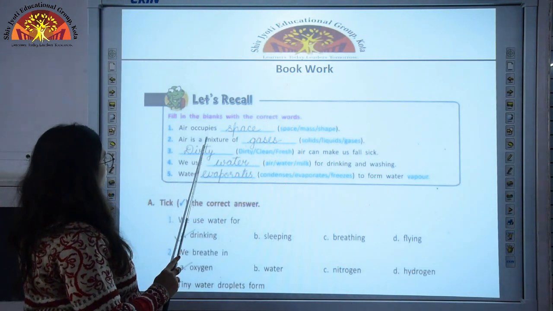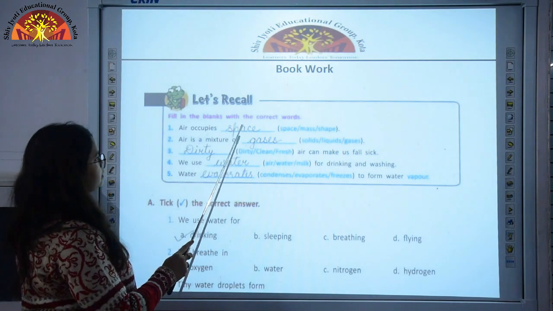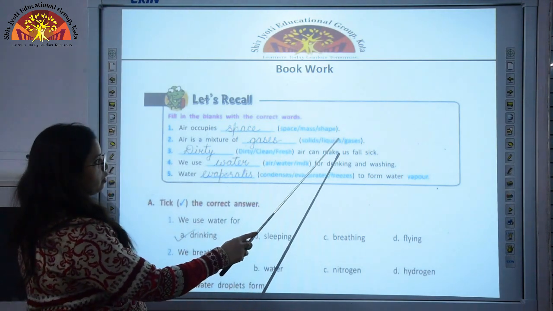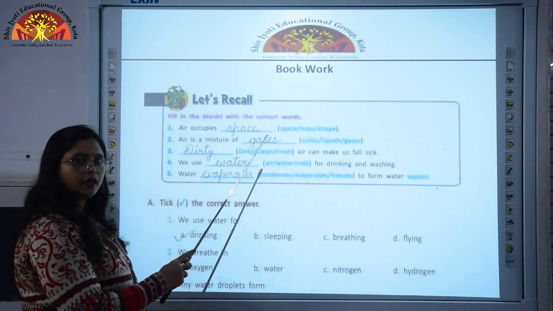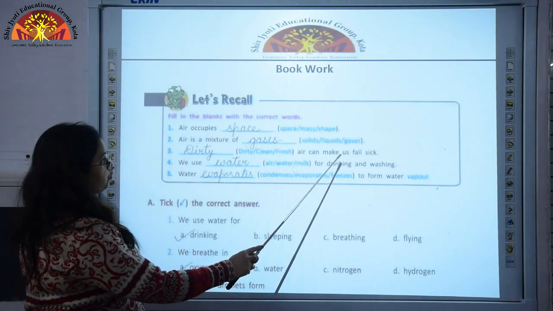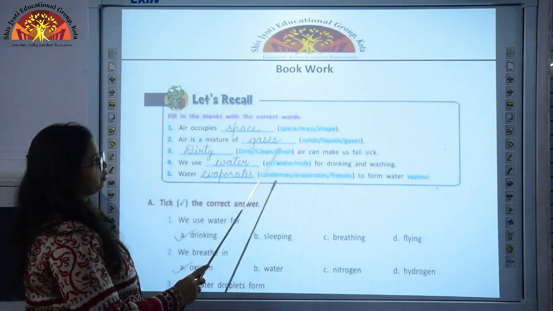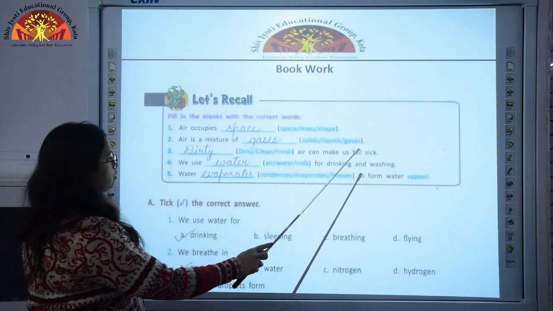First, air occupies dash: space, mass or shape. So air occupies space. Air is a mixture of dash: solids, liquids or gases. So it is a mixture of gases, oxygen, carbon dioxide, nitrogen. Dash air can make us fall sick: dirty, clean or fresh. So dirty air can make us fall sick. We use dash for drinking and washing.